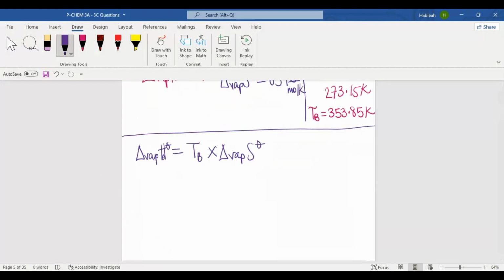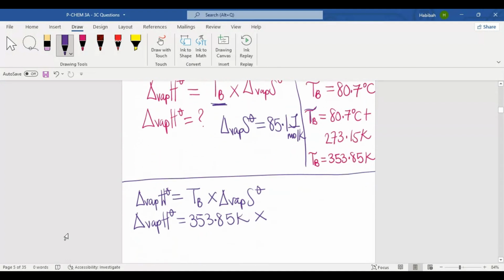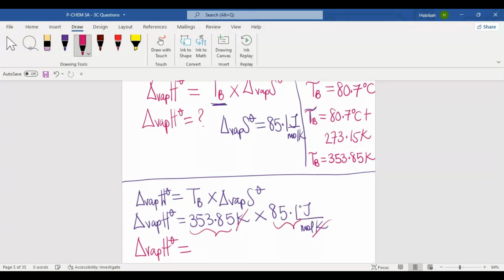Change in enthalpy of vaporization is equal to 353.85 kelvins, that's the temperature, times the change in entropy of vaporization, which is 85.1 joule per mole Kelvin. Kelvin divides out with Kelvin. When we input this information times this information into the calculator, we get 30,112.635 joule per mole. That's basically how it's done.